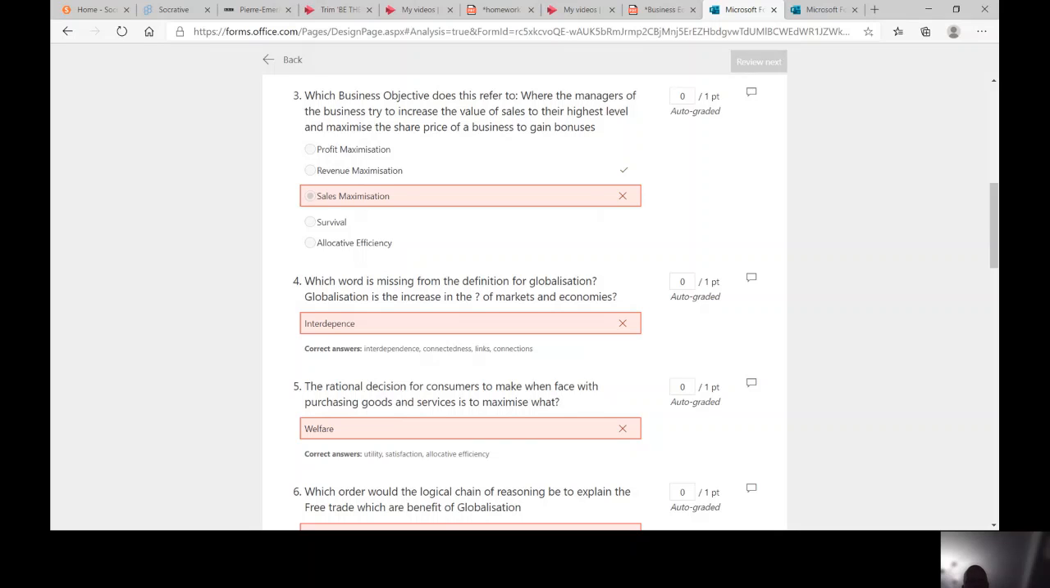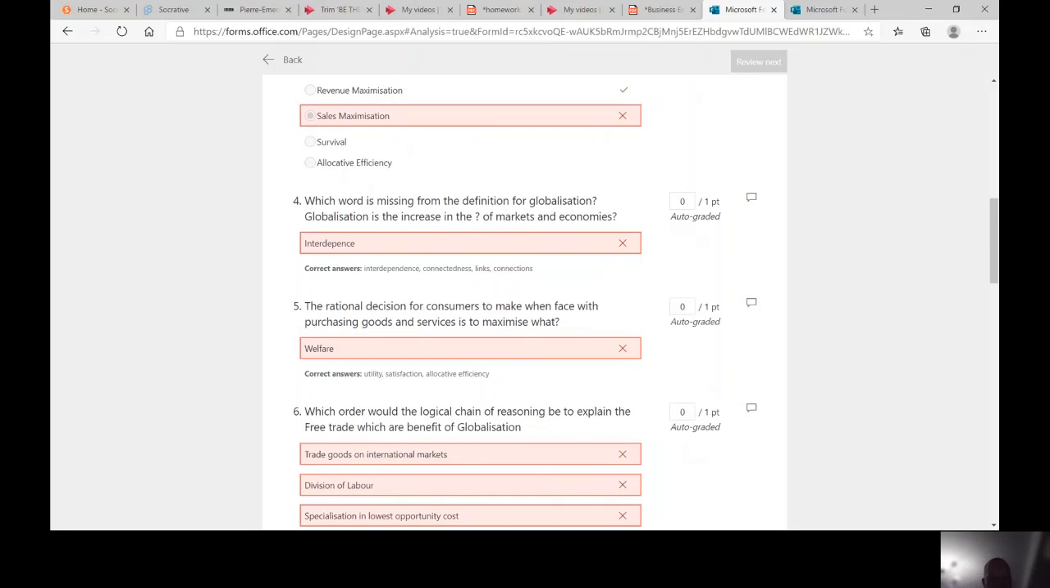Words which are missing from the definition. So this person did get it correct. Interdependence, they just didn't spell it correctly. Independent is an individual doing something regardless of what other people are doing. Interdependence is relying on other people either for decisions or for help or support of goods and services. So the word interdependence is the best word. We would have also accepted connectedness, links or connections.